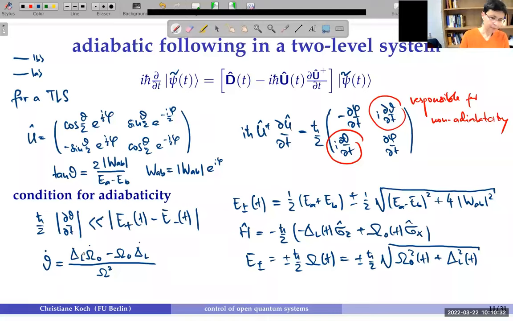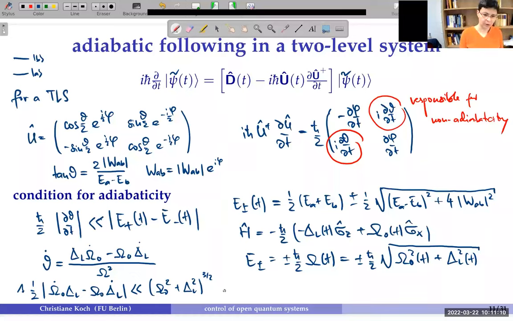And now we can insert here for the derivative of theta, and we obtain that one half the magnitude of the derivative of omega 0 times the detuning minus omega 0 times the derivative of the detuning should be much smaller than omega 0 squared plus delta squared to the power 3/2.